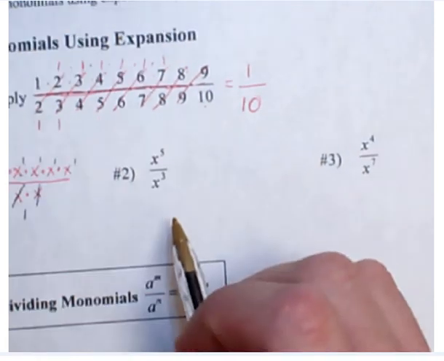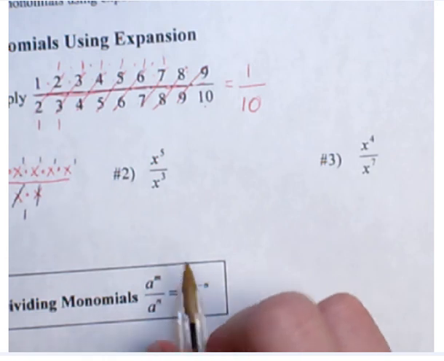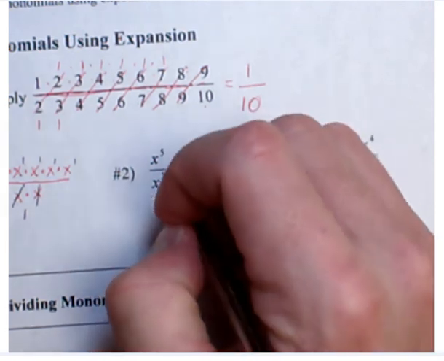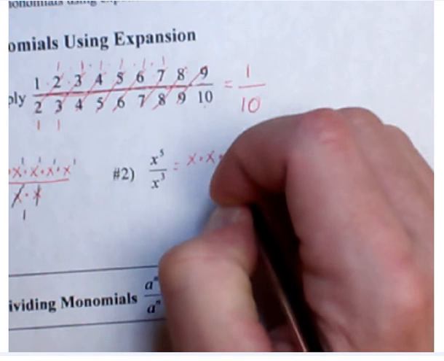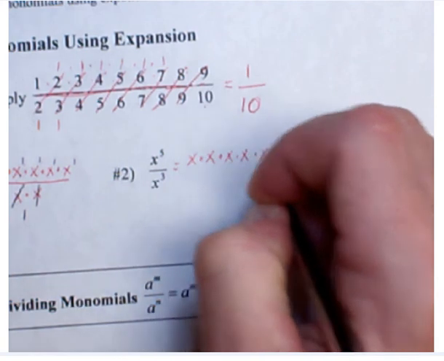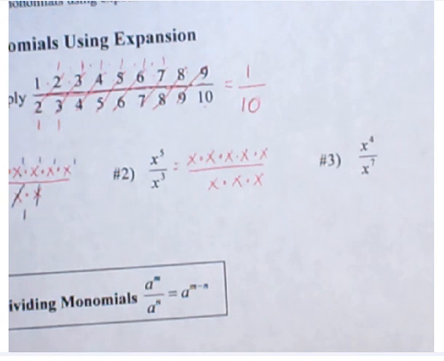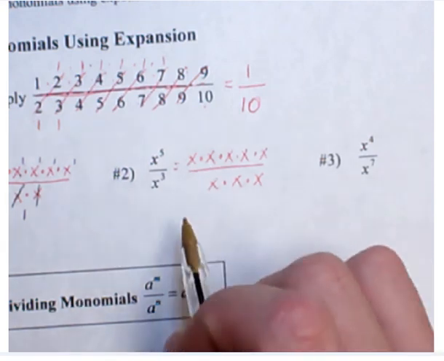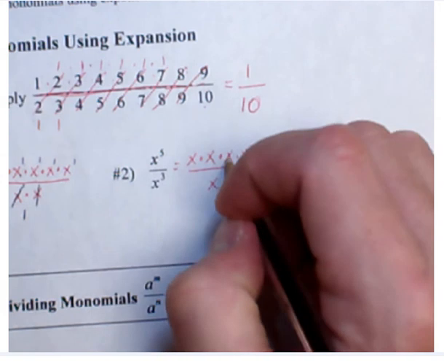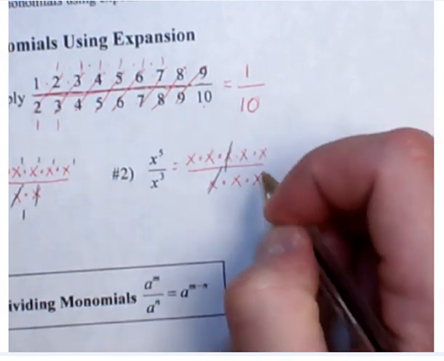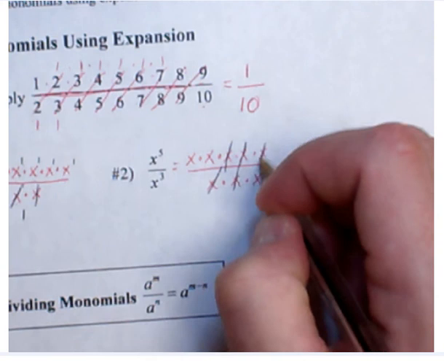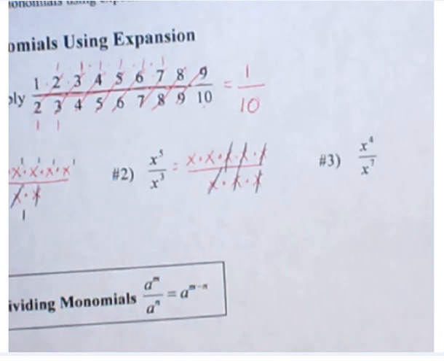X to the 5th divided by x to the 3rd. X to the 5th, that's x times x times x times x times x. X to the 3rd is x times x times x. Well, let's do the same thing. Let's reduce. So we can take care of, and it doesn't matter which x's you cross out here. If I want to say x divided by x, that's just 1. Anything divided by itself is always 1.